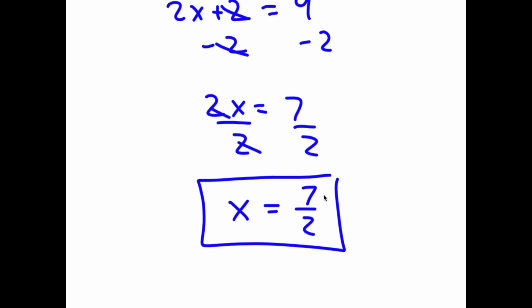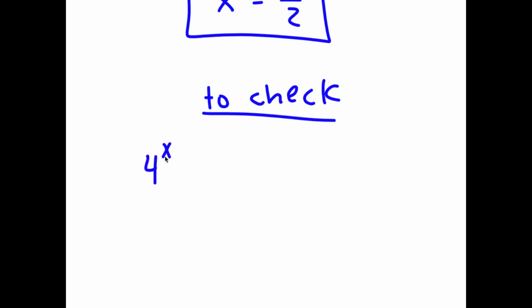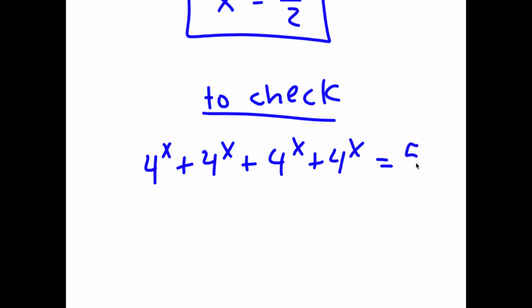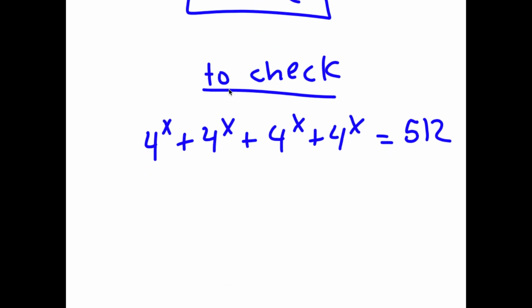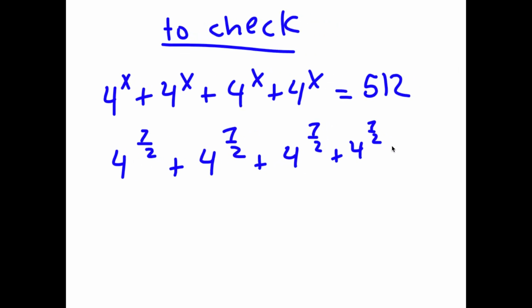Now I'm going to go ahead and check if this is right. So to check, my original equation was 4 to the power of x plus 4 to the power of x plus 4 to the power of x plus 4 to the power of x is equal to 512. Now if I plug in 7 over 2, I get 4 to the power of 7 over 2 plus 4 to the power of 7 over 2 plus 4 to the power of 7 over 2 plus 4 to the power of 7 over 2 is equal to 512.